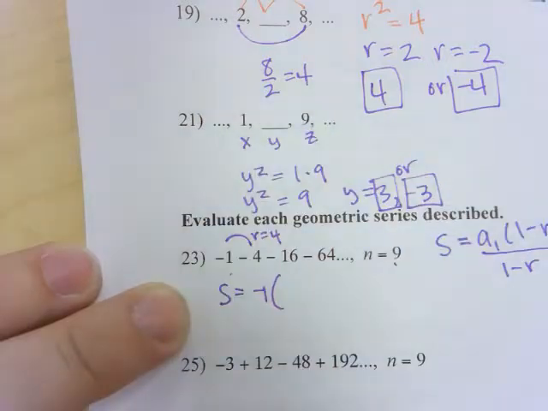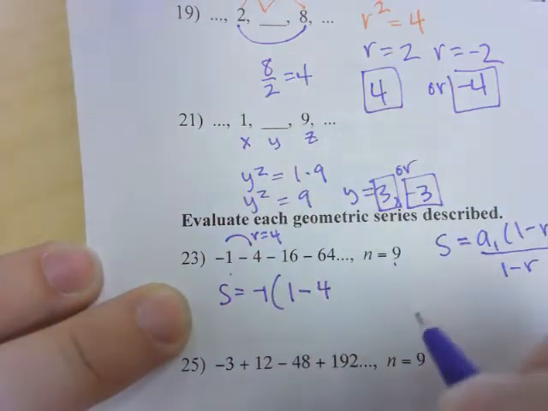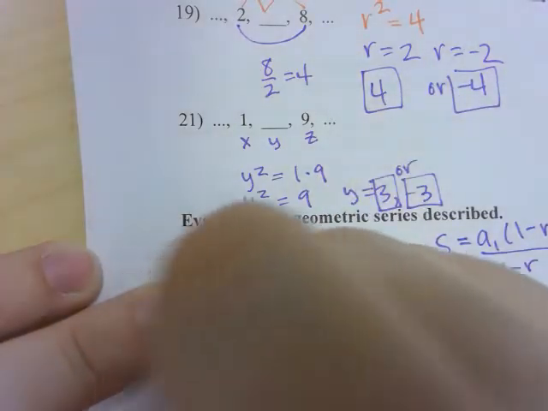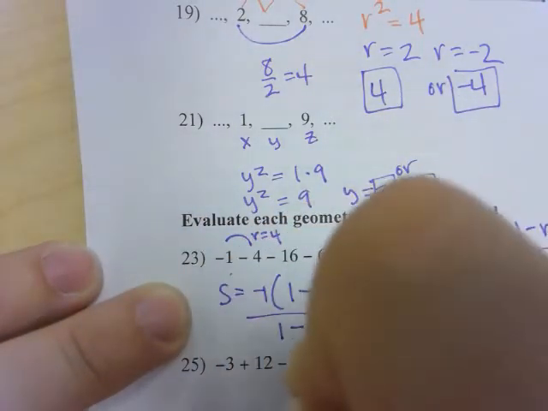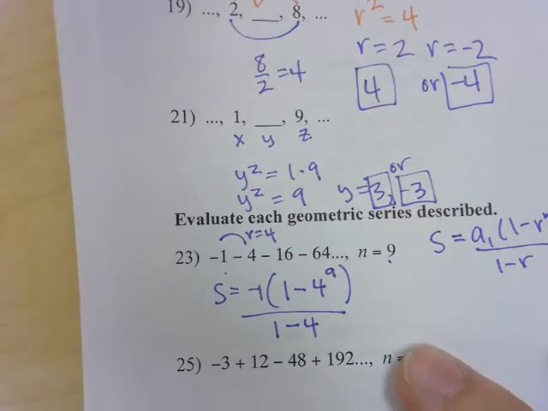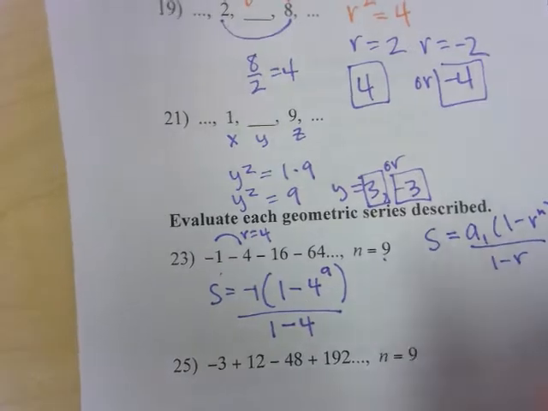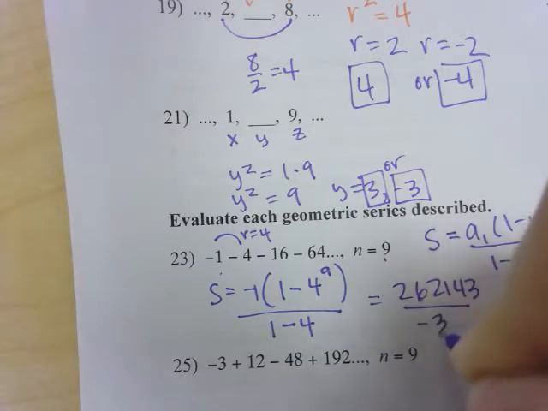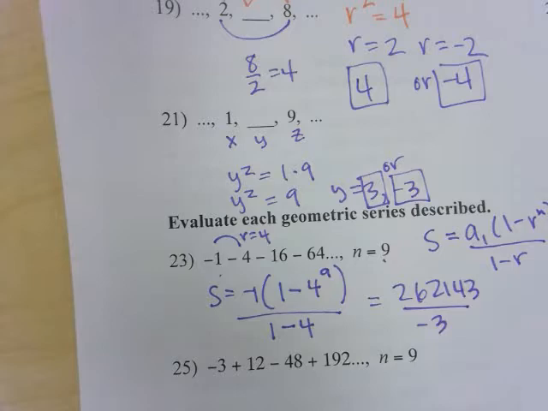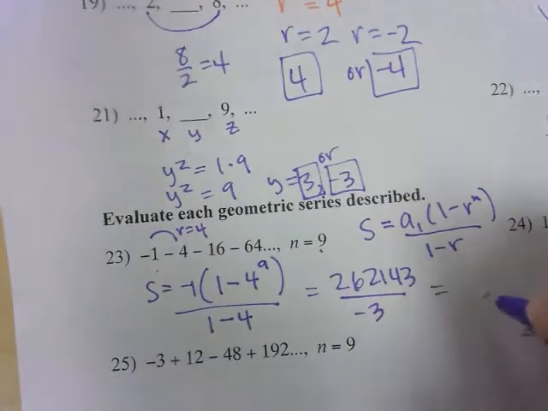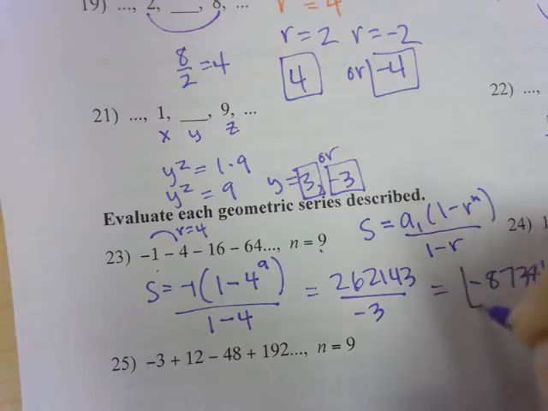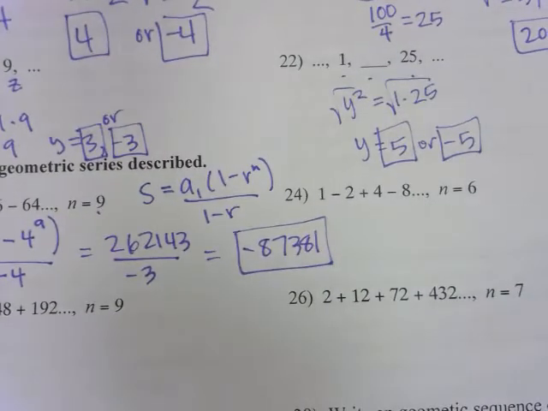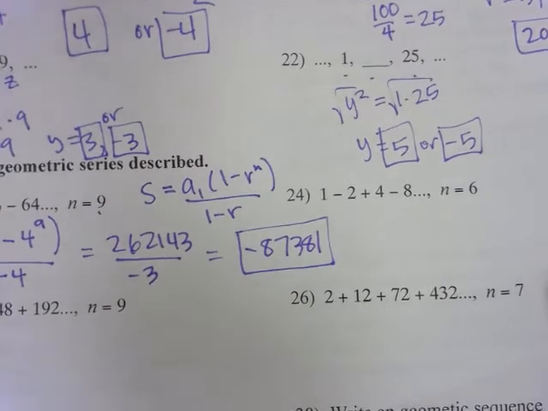The first term times 1 minus 4 to the 9th, all over 1 minus r. If I plug the top into the calculator, I get a really big number. Divide that by a negative 3, because 1 minus 4 is negative 3. Still a big number. We expect these to be a lot bigger because it's geometric. When you add up things that are increasing fast, you're going to get a big number. Let's do the next one.